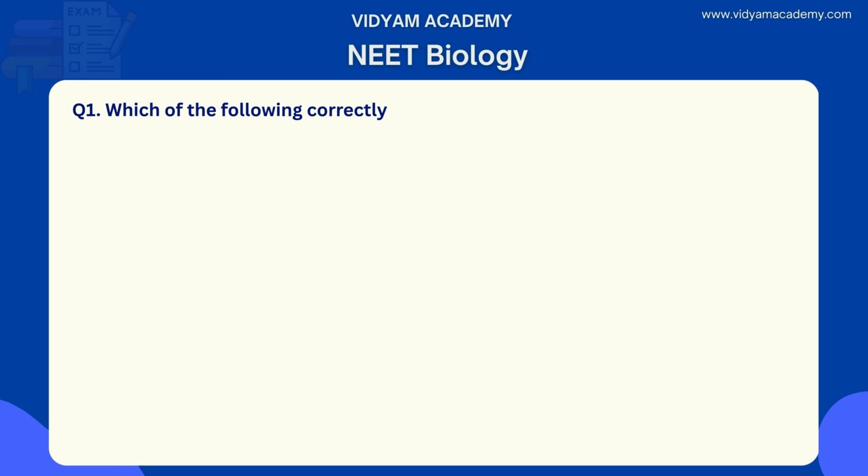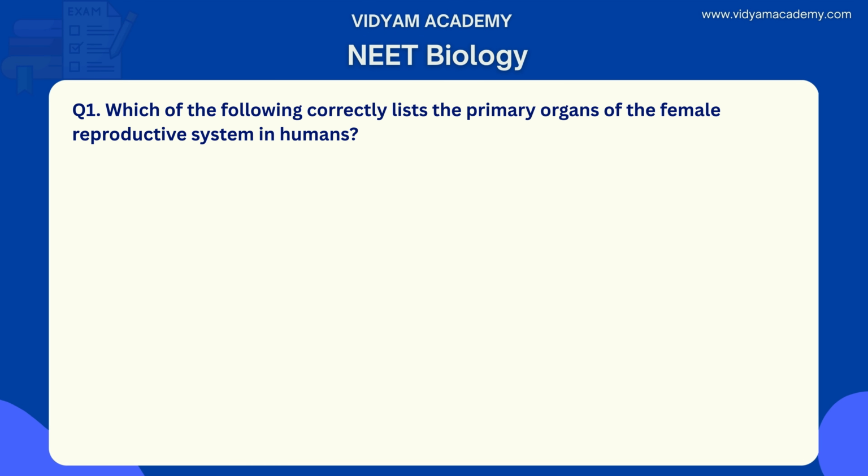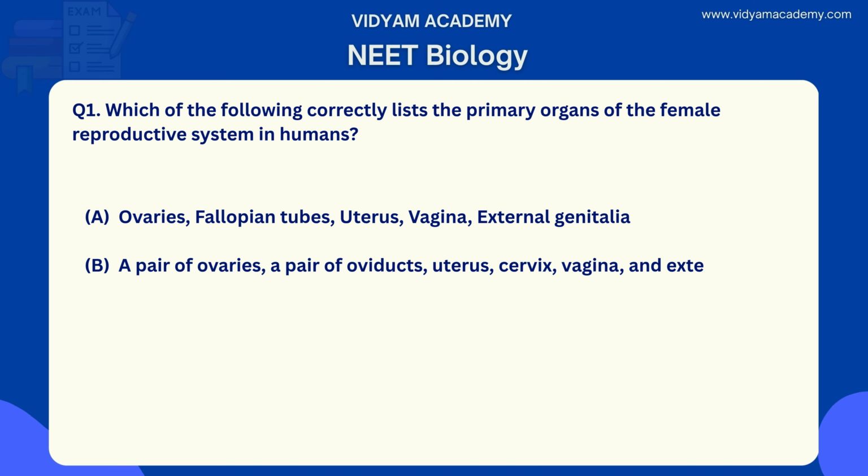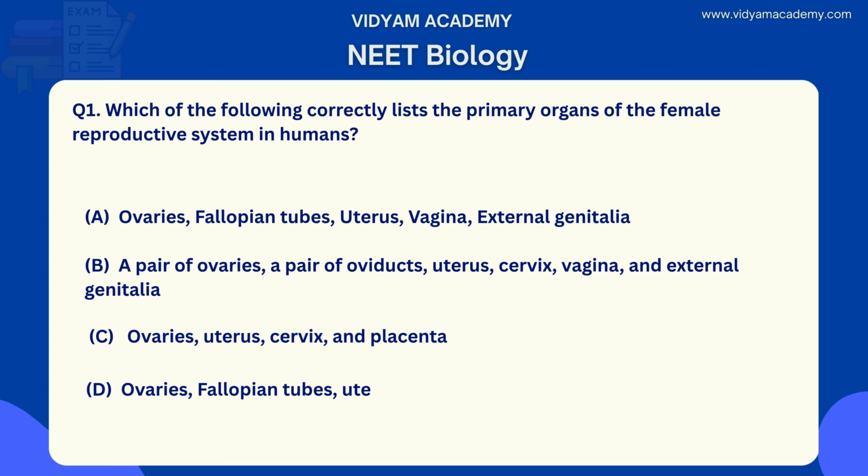Which of the following correctly lists the primary organs of the female reproductive system in humans? Option A, ovaries, fallopian tubes, uterus, vagina, and external genitalia. Option B, a pair of ovaries, a pair of oviducts, uterus, cervix, vagina, and external genitalia. Option C, ovaries, uterus, cervix, and placenta. Option D, ovaries, fallopian tubes, uterus, and corpus luteum.